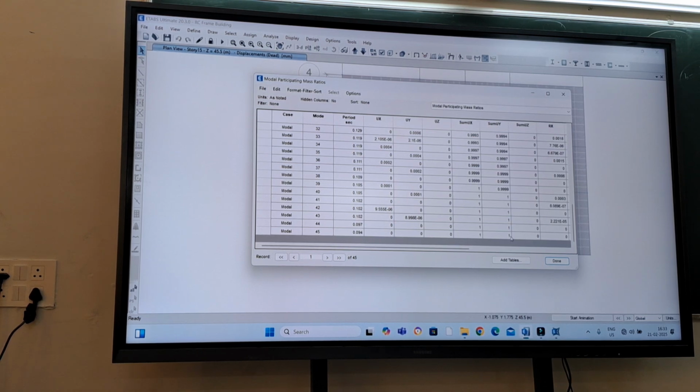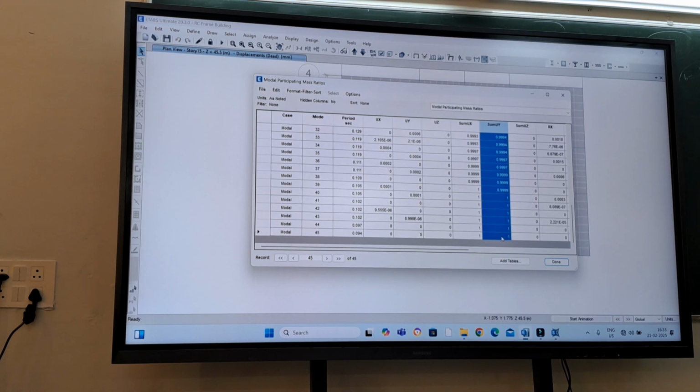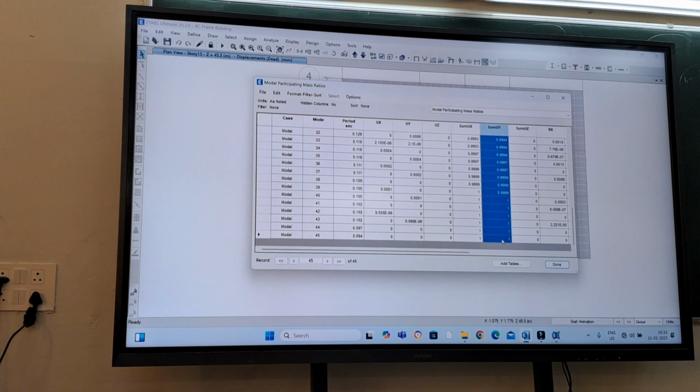Okay, and if you check the sum, see here sum of y means I am checking in y direction and the sum is 1 means 100%. So using 45 modes and achieving 100% mass participation. Okay, so this is better than what is usually given as the minimum criteria in the code, which is 90%.